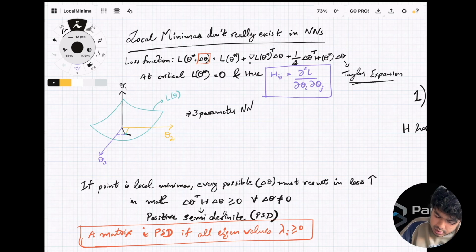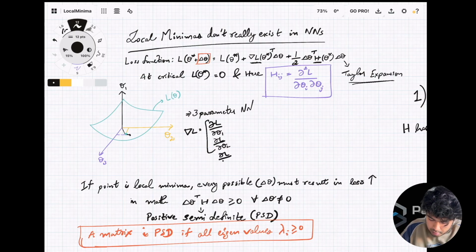So this gradient of L is the first order derivative, and H is also called the Hessian in calculus. Hessian is a second order derivative. You can see here, right? It's a second order derivative. So if we have three parameters, let's just look at how this gradient looks, right? It would look something like this: dL by d theta 1, dL by d theta 2, and dL by d theta 3, right?